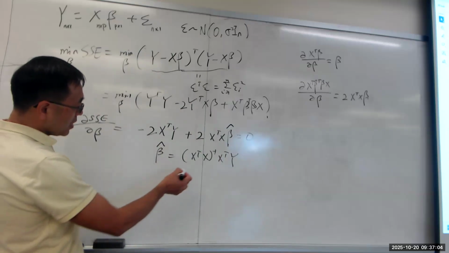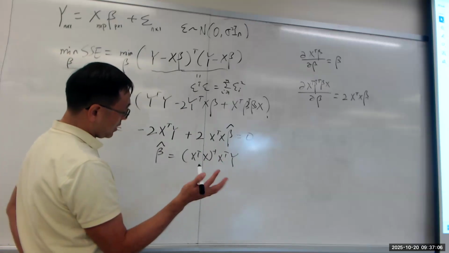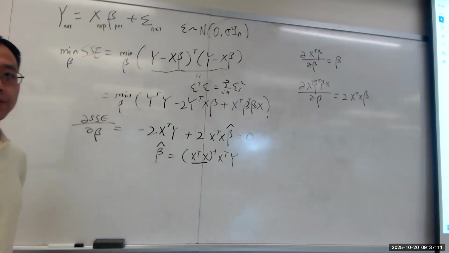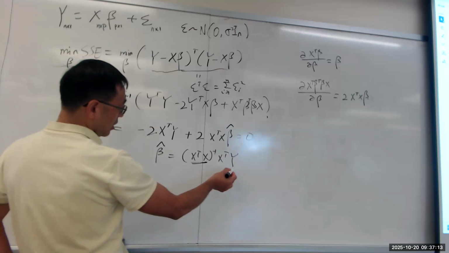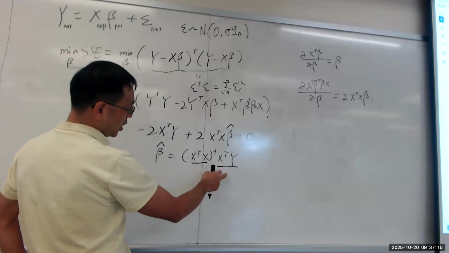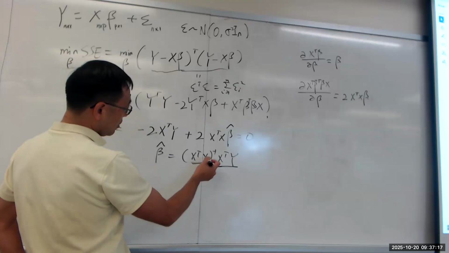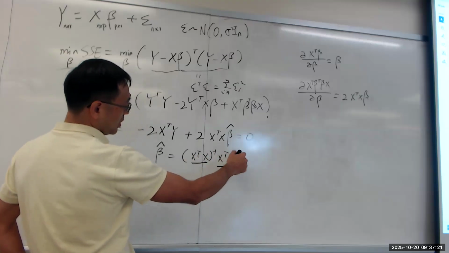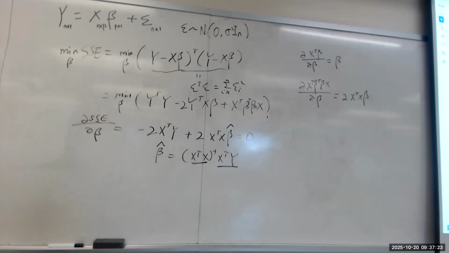So to solve this form, essentially you just need three steps. First, you need a matrix multiplication of x transpose x. Second, a matrix multiplication of x transpose y. Then you need to do the inverse of the first one, and then you multiply with x transpose y. That will be it.